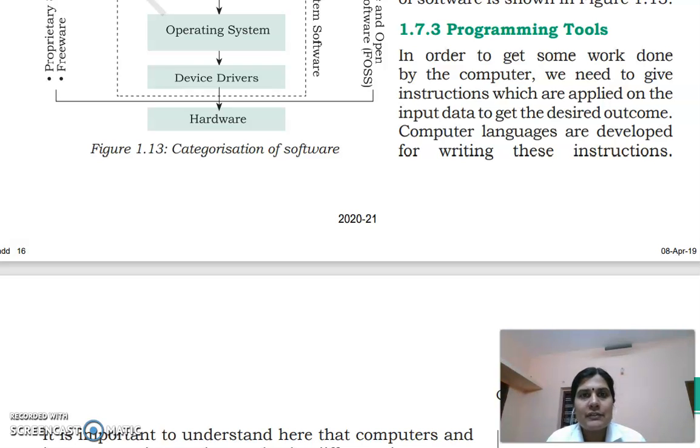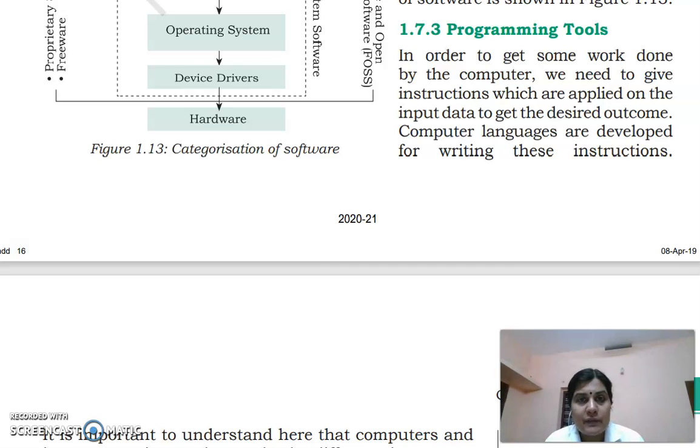In the previous class, we discussed system software and application software. In today's class, we are going to take programming tools. Programming tools means, in order to get some work done by the computer, we need to give some instructions, which is known as a program. So we are giving some instructions to the input data, and this input data is processed and we will get some output.